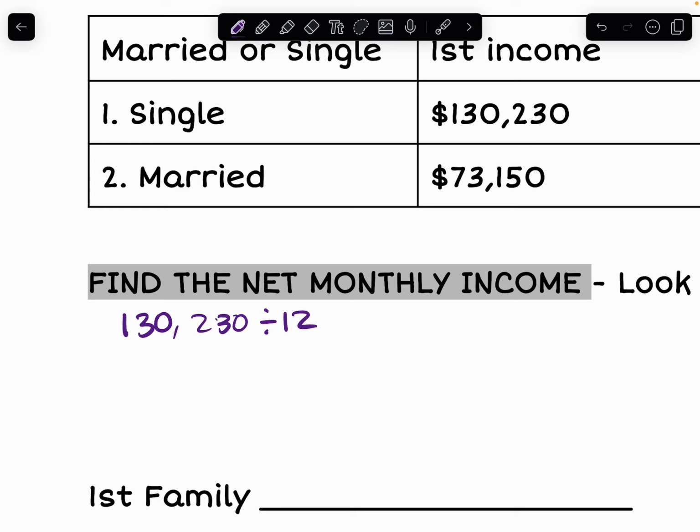130,230, and I'm going to divide that by 12. And I'm going to get 1,085. Nope, try that again. I think I put the number in wrong. 130,230 divided by 12. Nope, I didn't. Okay, you get $10,000 a month.